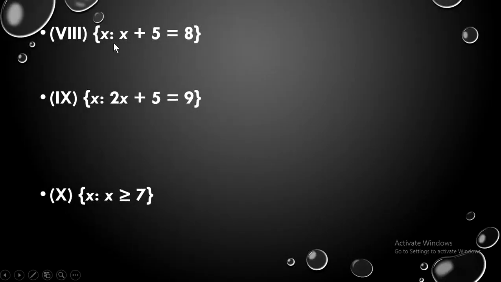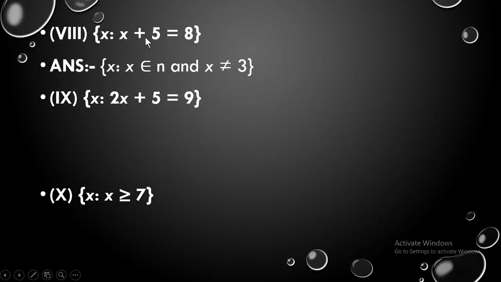Then the eighth one you see, they have given you statements in these three. So first you need to find the solution of x, and then you need to find the complement of the set. Now over here, if you find the solution of x plus 5 is equal to 8, now this statement is given to you. For this, the value of x will be 3. Okay, so that is the value of x.